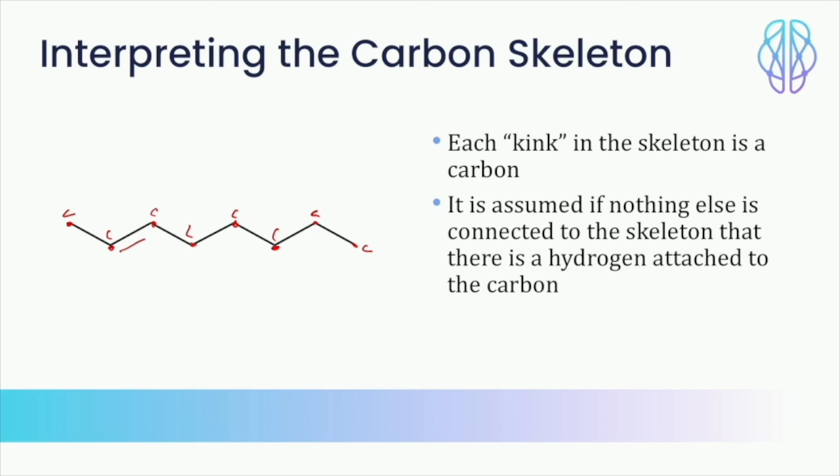It's assumed, so we don't draw the H's, but it's assumed that every kink, since every kink is a carbon, there are hydrogens attached. So this carbon would have 3 hydrogens attached, and if that carbon and that carbon have a double bond, it would have 1 and 1. So everywhere where it's not shown or not connected to a carbon, you can assume there's a hydrogen there.